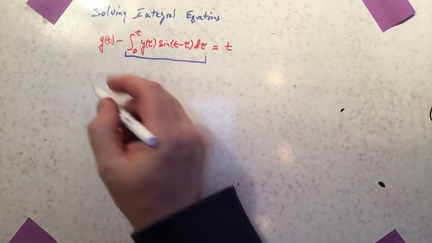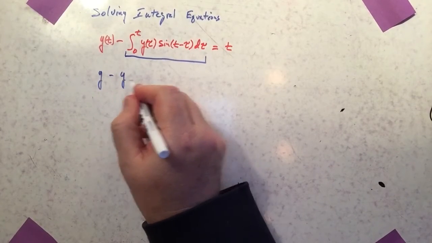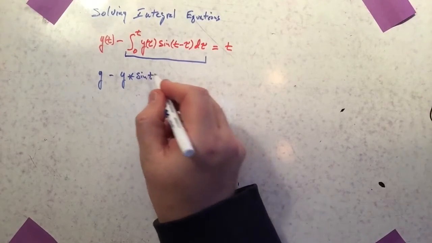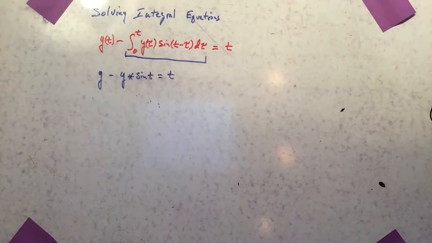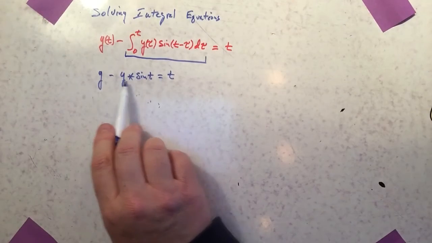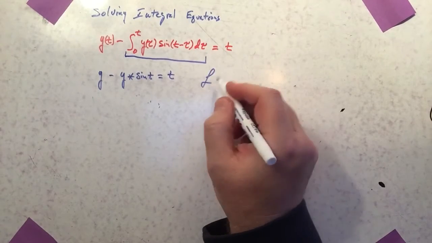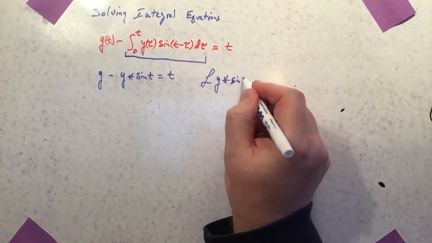So that's what I'm going to do. I'm going to just rewrite the equation as y minus y convoluted with sine of t, and then that whole thing is equal to t. Well, this becomes an equation that we can pretty easily solve, because a property of convolutions we know is that if I take the Laplace transform of this entire thing, I'm going to take the Laplace transform of y convoluted with sine t.